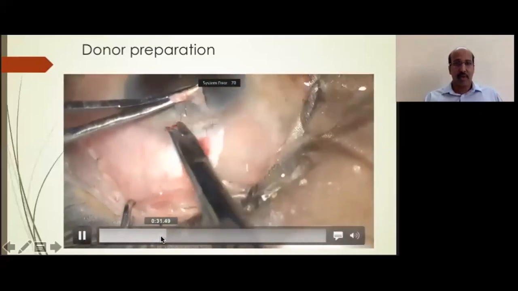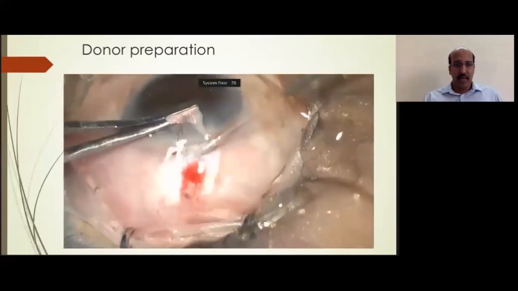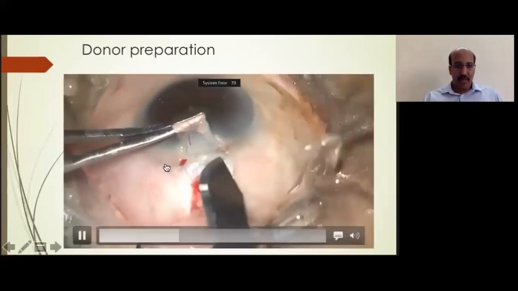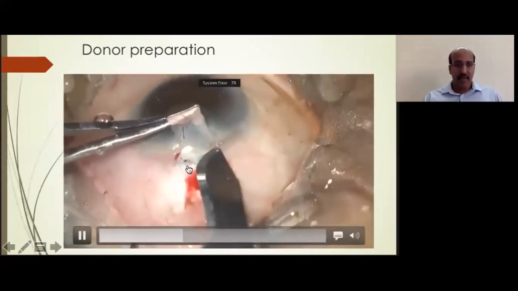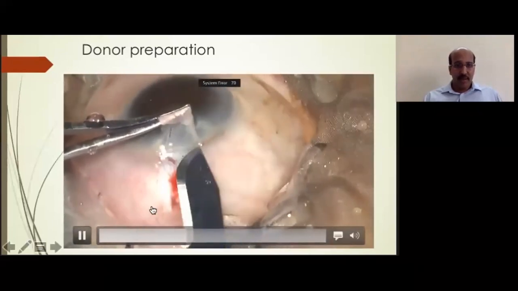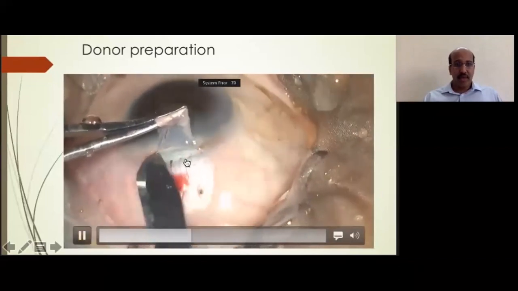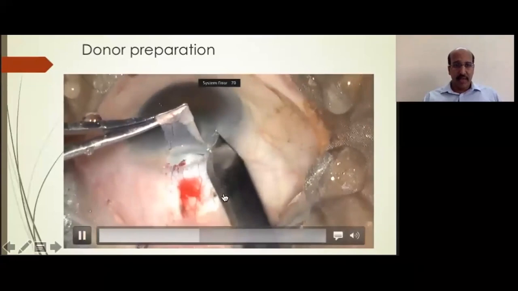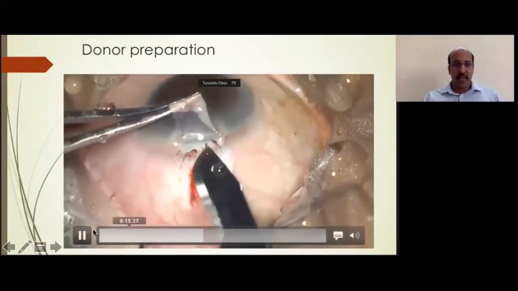I use some amount of brimonidine actually to help in prevention of bleeding, and this bleeding here cannot be prevented. This is because of the vascular supply of the limbal cells here. Once you reach there, then you can use a 15 number blade, go as parallel as possible, as flat as possible, and continue your dissection anteriorly.